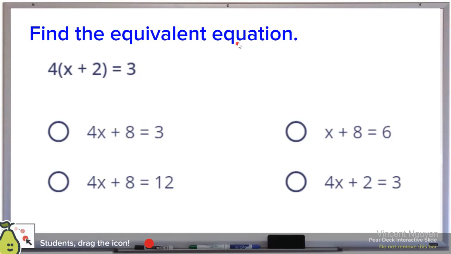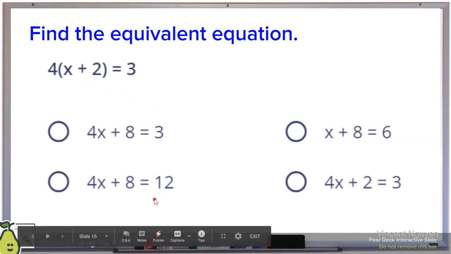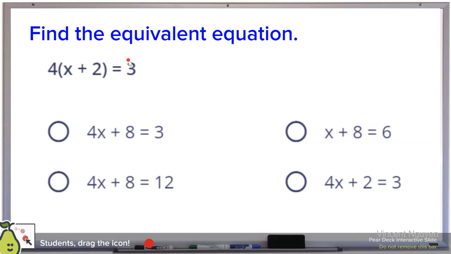All right, let's talk about equivalent equations. An equivalent equation is when you simplify your equation and get another version, okay? So those are all equivalent, okay? Equivalent means it's the same, it just looks different, okay? So here I would distribute this 4 through both of these, so I get 4x plus 8 equals 3. So the first choice is the correct one, okay? The second choice equals 12. I'm pretty sure they multiplied this 4 all the way over here, which is incorrect, okay? You can't cross the equal sign like that.